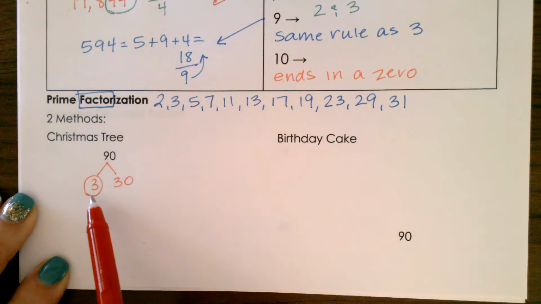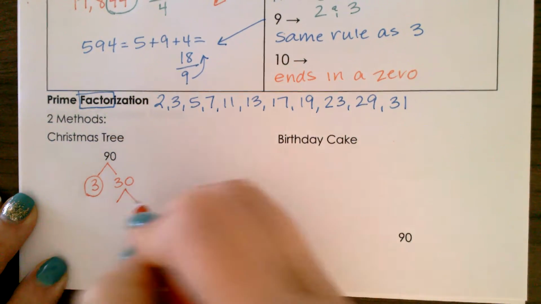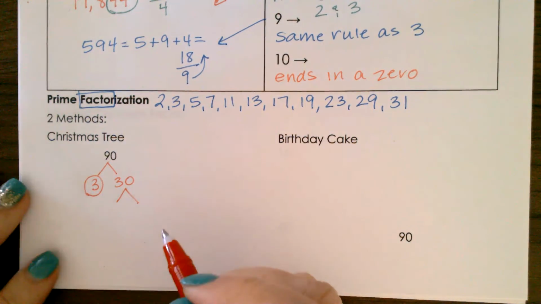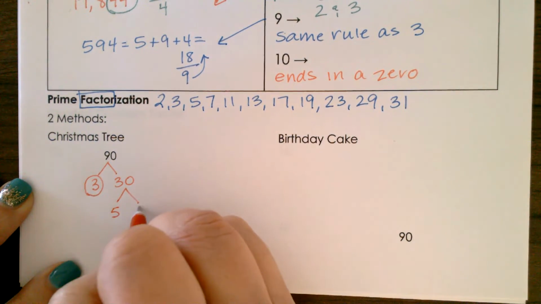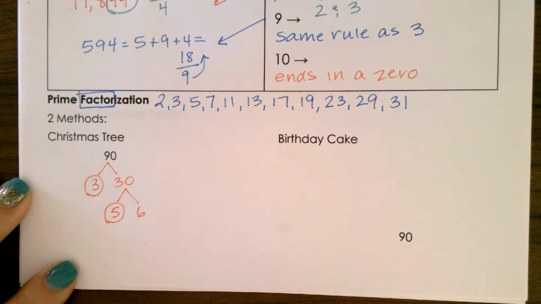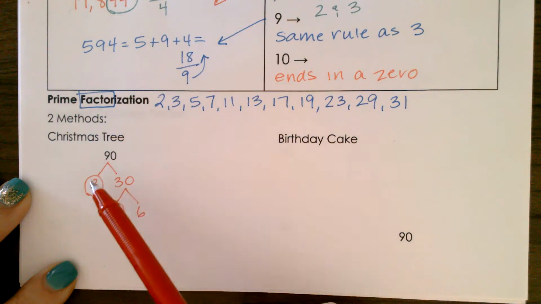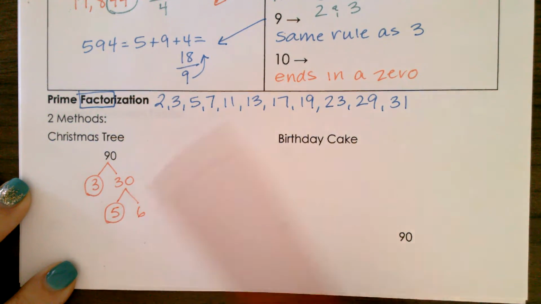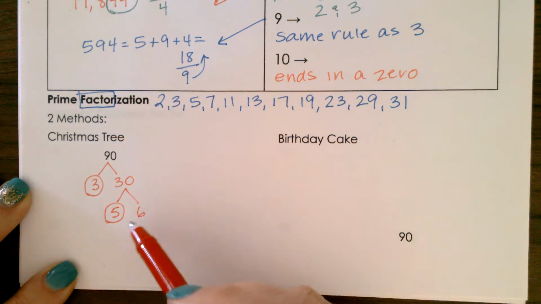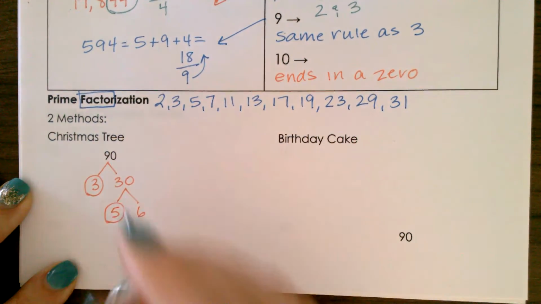3 is a prime number, so I'm going to circle it. It now becomes an ornament. I'm going to break apart the 30. I need 2 numbers that multiply to 30. Well, I'm going to pick 5 and 6. Again, you could have picked 3 and 10. You could have picked 2 and 15. It doesn't matter. In the end, we'll get the same answer. Now, when I look at this, 5 is a prime number, so I put it in an ornament. 6 is not prime, which means I can break it apart.